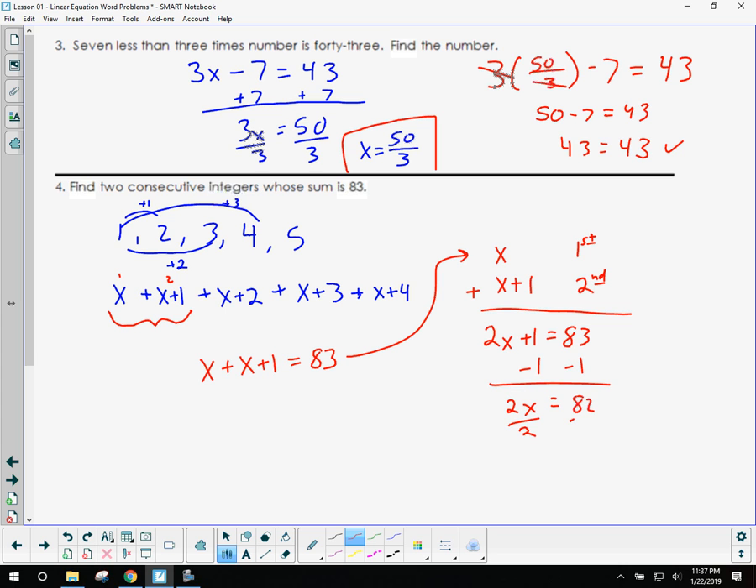So let's put that idea up here. 41, and 41 plus 1 would be 42. Again, consecutive integers. These two, if you were to add them, 1 and 2 is 3, 4 and 4 is 8. Indeed, we get 83. So we found the consecutive integers whose sum is 83. Mathematically, of course. Boom.